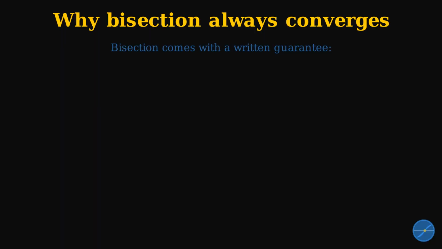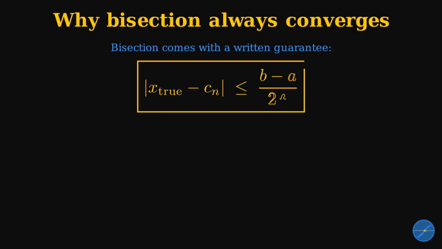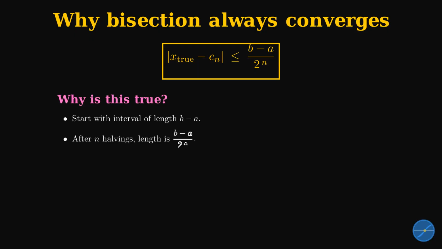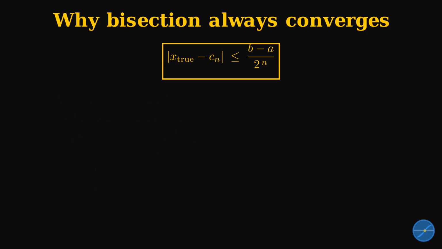Bisection comes with something rare, a written guarantee. The distance between the true root and our estimate Cn is at most the starting width divided by 2^n. After n steps, the error simply cannot exceed this, ever. Why is it true? You start with a width of b minus a. After n halvings, that width is (b minus a) over 2^n. The midpoint sits in the middle, so it's at most half an interval away from the root, and that's exactly the bound. And the best part, you can predict in advance how many steps you will need.